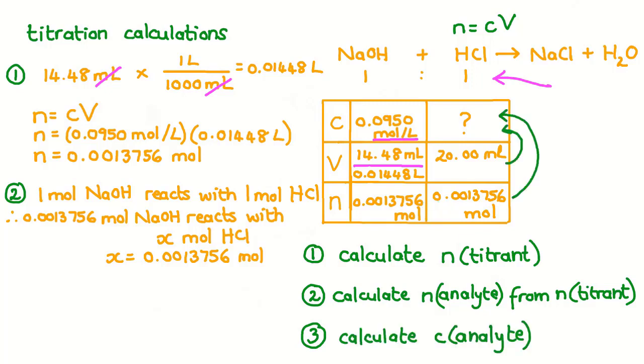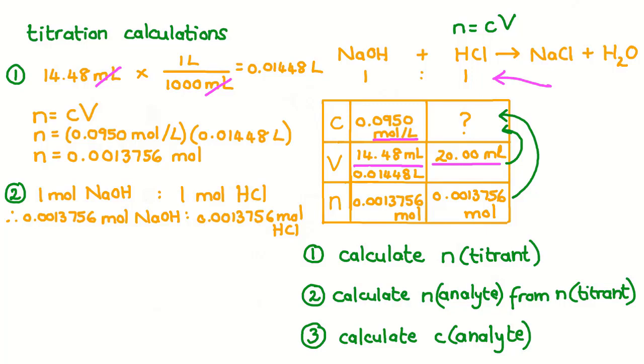The third and last step is to calculate the concentration of the analyte using its volume and number of moles. Once again, we'll have to convert its volume in milliliters to a value in liters, so that we can express its concentration in terms of a molarity, moles per liter. I have condensed step 2 to create some more space. So step 3 is, first convert the analyte volume from a milliliter value to a liter value by multiplying by a suitable conversion factor, and we get 0.02000 liters. We can write this in the table.